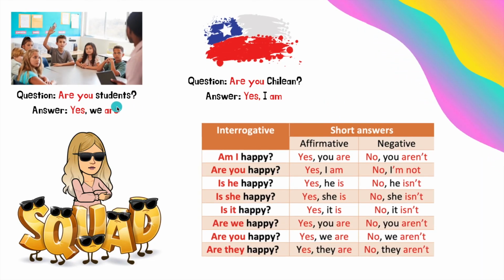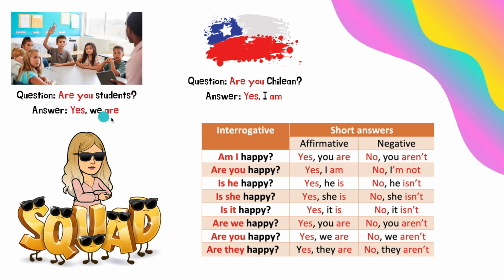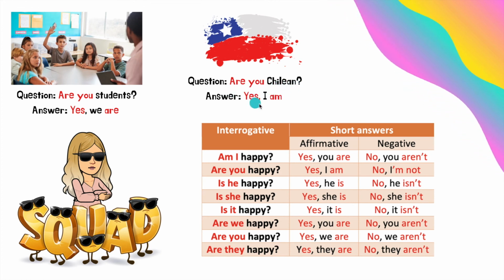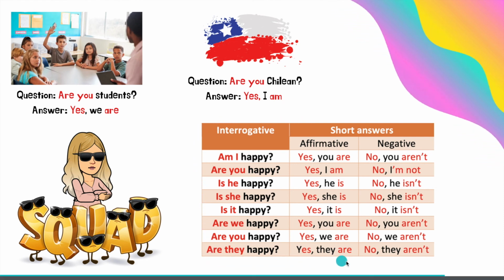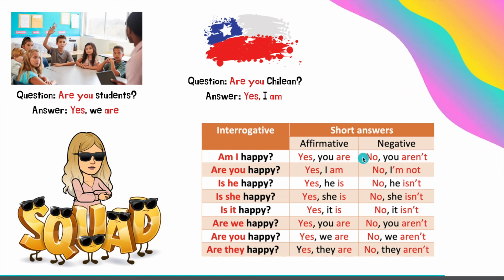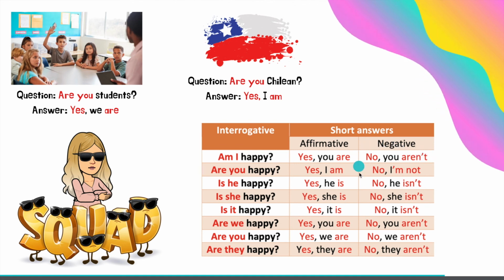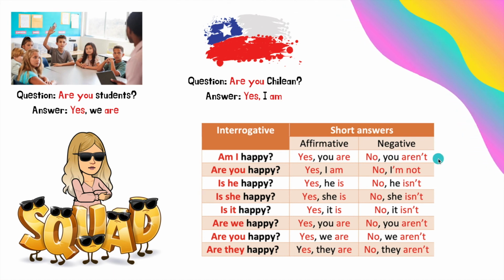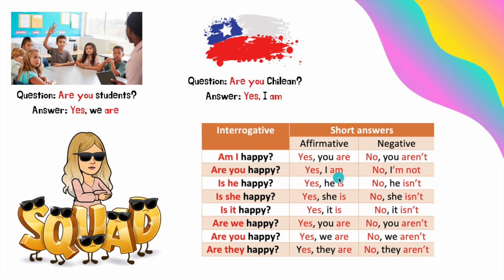Let's continue with another photograph. Are you a student? Yes, we are. And finally, are you Chilean? Yes, I am. Here you have another box that is going to be very, very helpful for you, and you have all the questions here, and you have the short answers in affirmative form, and the short answers in negative form. Am I happy? Yes, you are, or no, you aren't. Are you happy? Actually, are you happy now? Yes, I am, or no, I'm not.